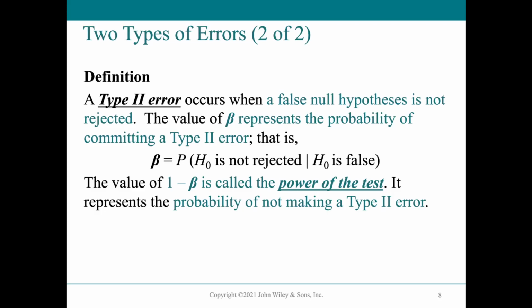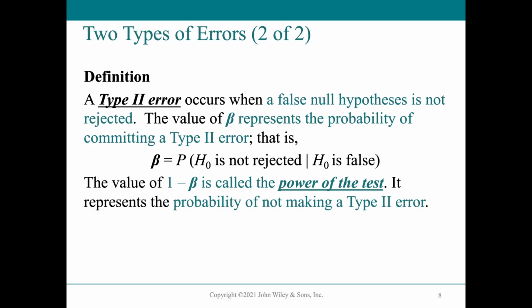The type 2 error occurs when a false null hypothesis is not rejected. So it's the opposite situation of type 1. In type 1, we reject the null hypothesis, whereas we should not reject it. In this case, we do not reject the null hypothesis, but in reality, we should have rejected it. It's represented by the value beta. The beta represents the probability of committing a type 2 error.